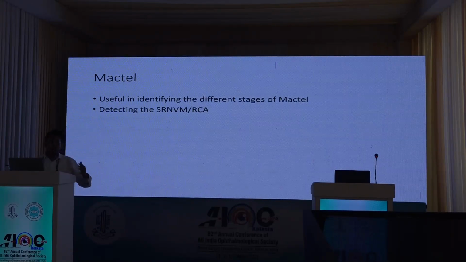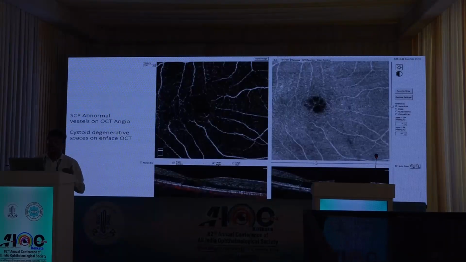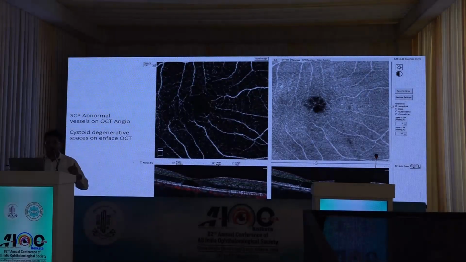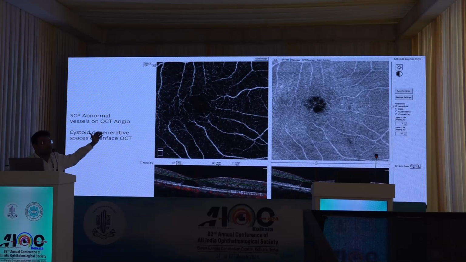Now let's talk about another common disease which you encounter in clinical practice, which is macular telangiectasia. In macular telangiectasia, you basically want to identify the different stages of MACTEL and detect whether you have a secondary neovascularization which is developing or not. So let's look at what happens in the superficial slab in cases of macular telangiectasia. You can see there is a distortion of the capillary architecture on the temporal side to start with.